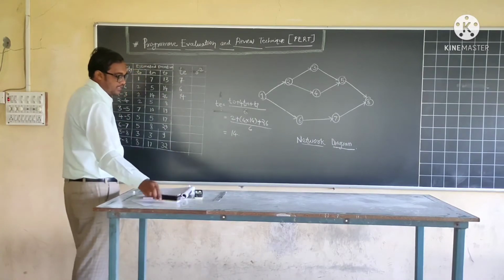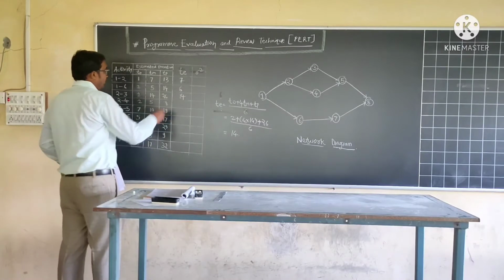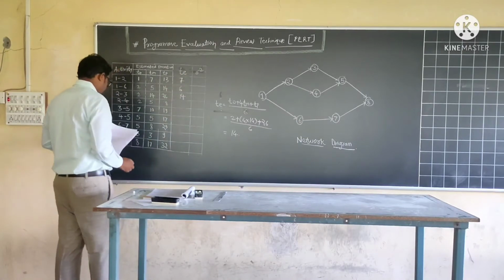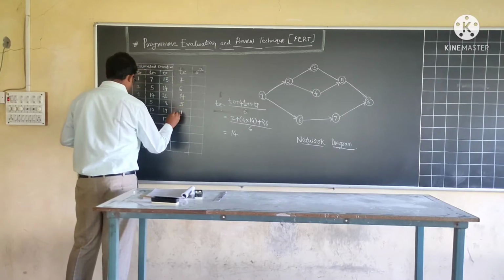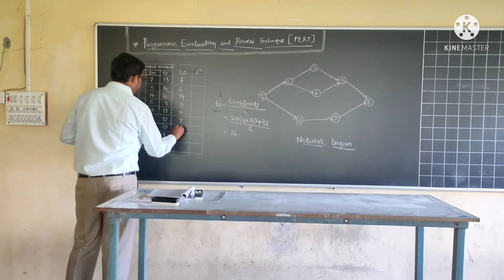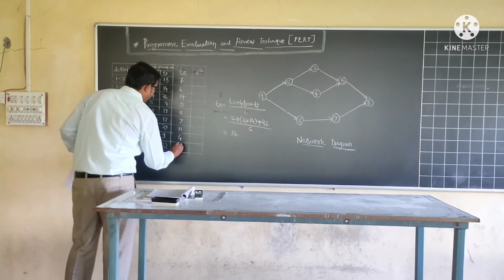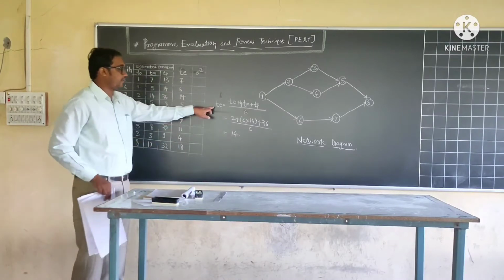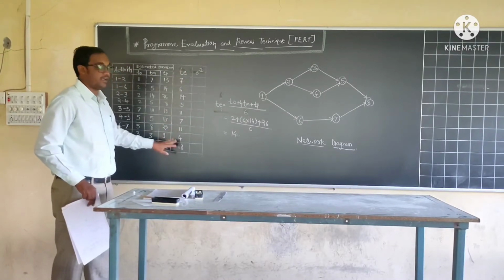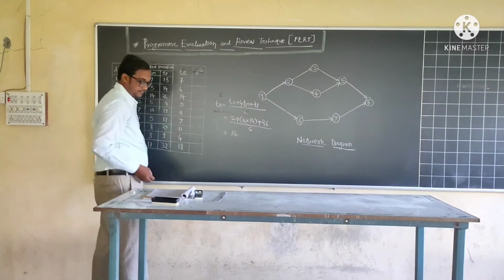Likewise, do the calculation for the remaining activities, and the values of TE come to 5, 11, 7, 11, 4 and 18. Depending upon the data and the formula, the values of TE are in front of you. Now calculate sigma square.